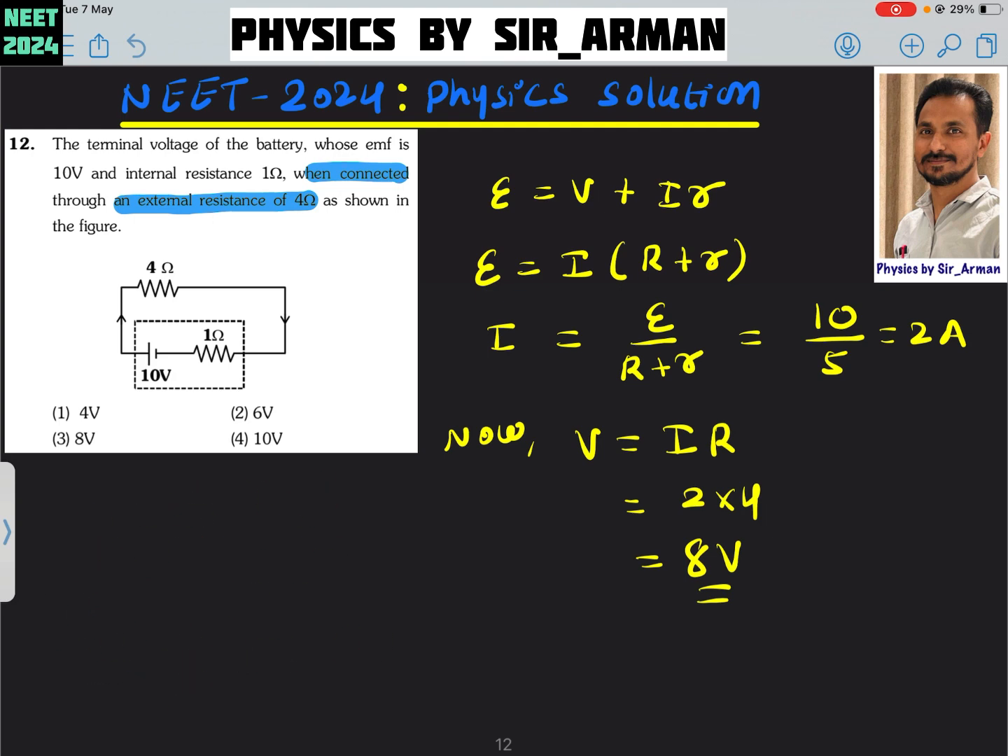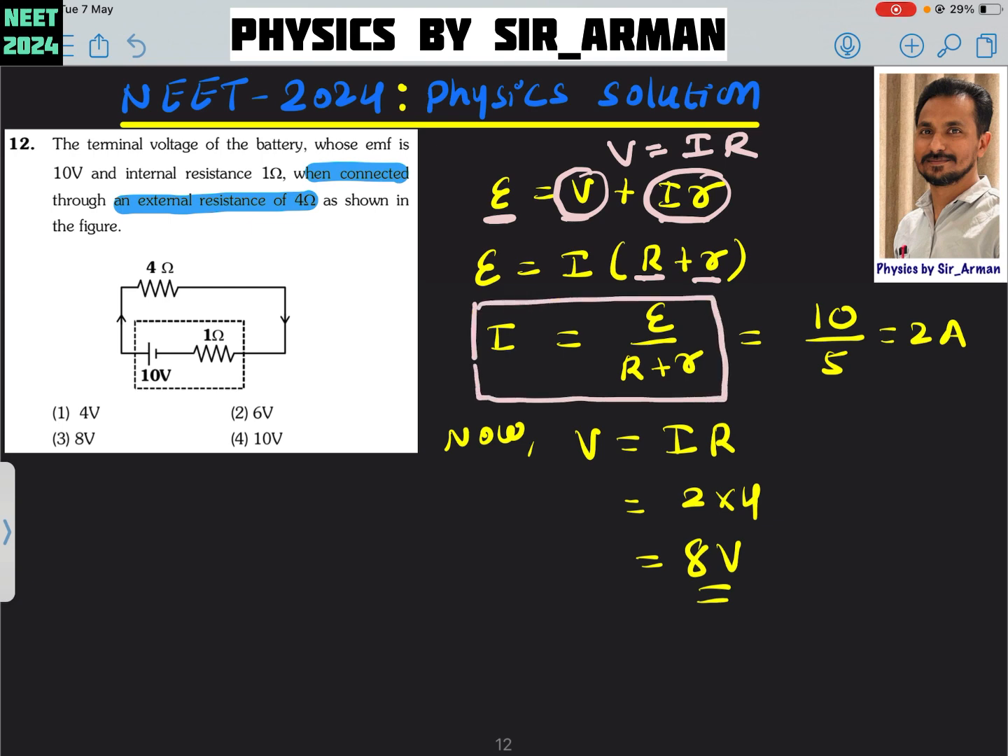In general, the expression for the total EMF is equal to V plus I into r. Here V is the terminal voltage, and I into r is the voltage drop across the internal resistance. V is equal to I into R, so E equals IR plus Ir, taking I common, I into (R plus r). This is actually a general equation, but if someone fails to remember it, you can derive it like this. So the current will be the total EMF divided by the total resistance, R plus r.